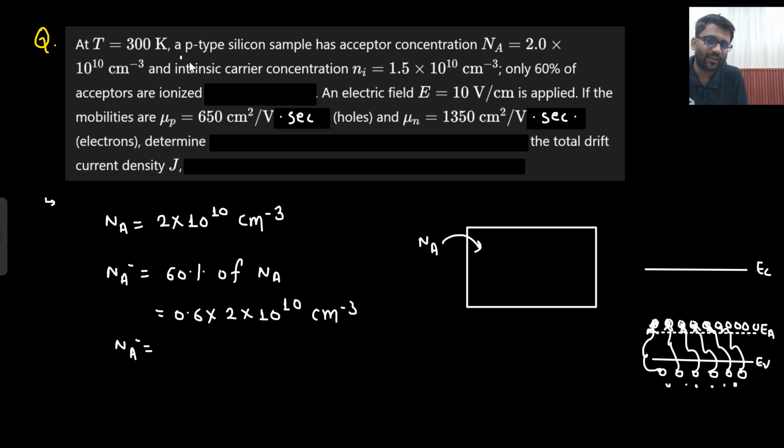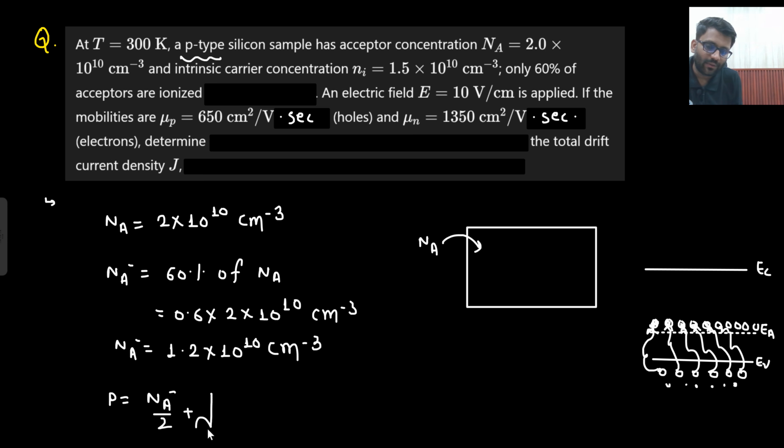And this is your p-type semiconductor. That's why my majority charge carrier concentration will be holes. So Na minus, I have got, that is 1.2 into 10 to the power 10 centimeter cube inverse. Now the number of holes will be, in place of Na, I will be putting Na minus Ni by 2 under root.